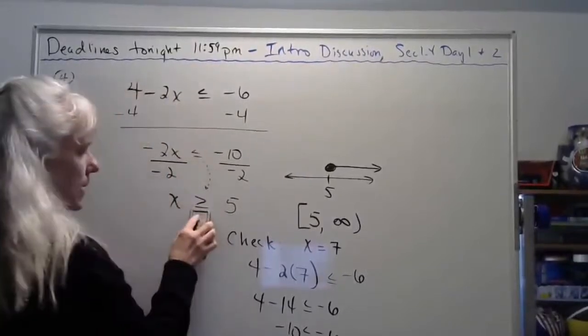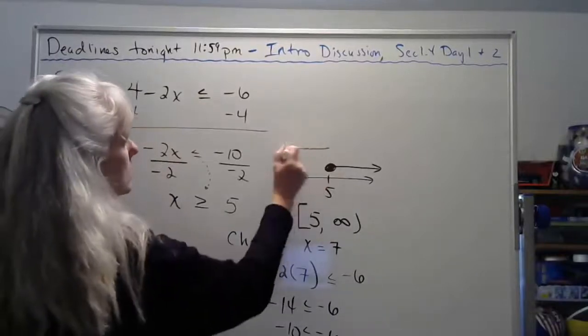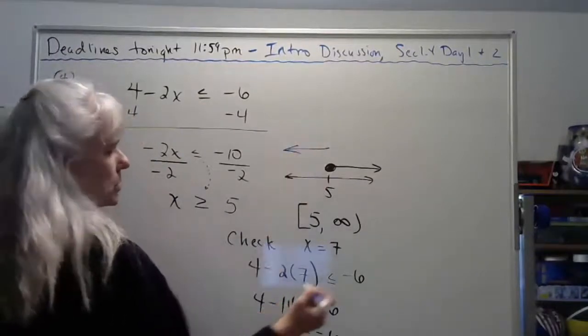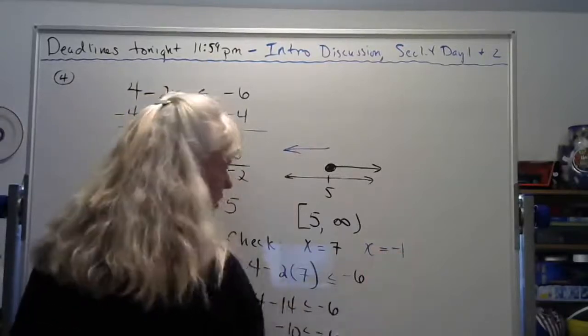If we had not flipped that inequality, we would have picked up numbers that were to the left. We would have gone in this direction. And if we checked one of those numbers, like x equal 0, let's do 0 because it's the easiest one to pick.